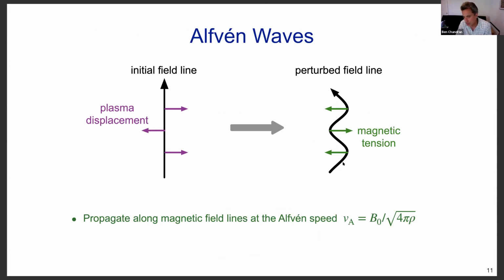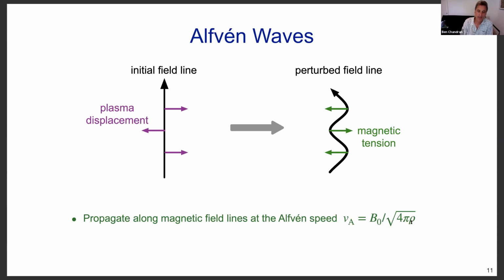But then the magnetic tension force arises and it pushes on the field line in the direction of these green arrows, which acts to straighten out the magnetic field line. In fact, the field line straightens out and it then keeps going and then straightens out the other way. The whole field line oscillates. This is exactly the same physics as in a wave on a string. And the Alfvén wave is basically a wave on a string where the role of the string is played by the magnetic field lines. The Alfvén speed that I mentioned earlier, VA, is just the strength of the background magnetic field, B naught, divided by the square root of 4 pi rho, where rho again is the mass density.